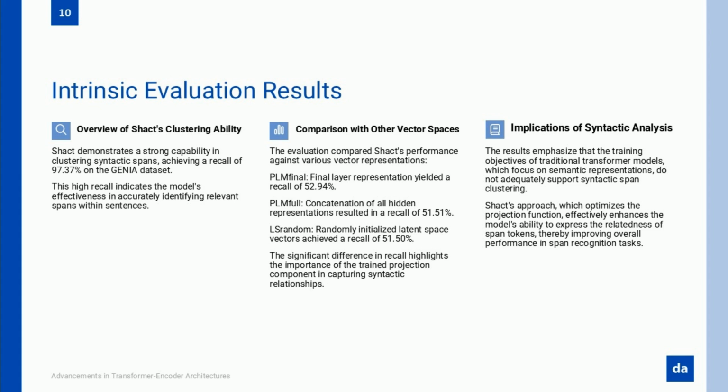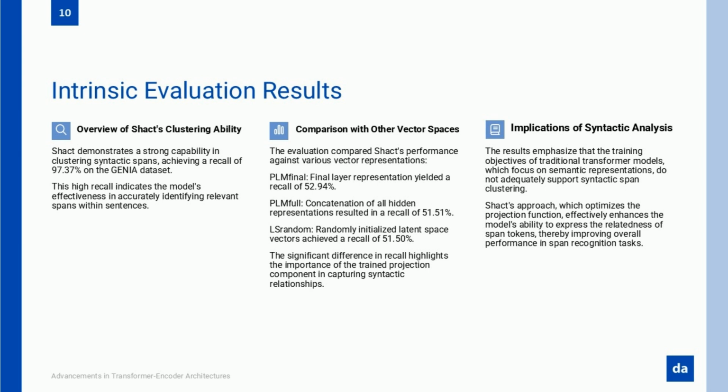They evaluated three different approaches. The first, PLM Final, focused on final layer representations. While these are often optimized for downstream tasks, they yielded only a recall of 52.94%, underscoring how much information gets lost when intermediate layers are ignored. The second, PLM Full, concatenated all hidden representations and slightly improved recall to 51.51%, but it still fell short of SHACT. The last approach, L5 Random, used randomly initialized latent vectors and performed even worse, at 51.50%.